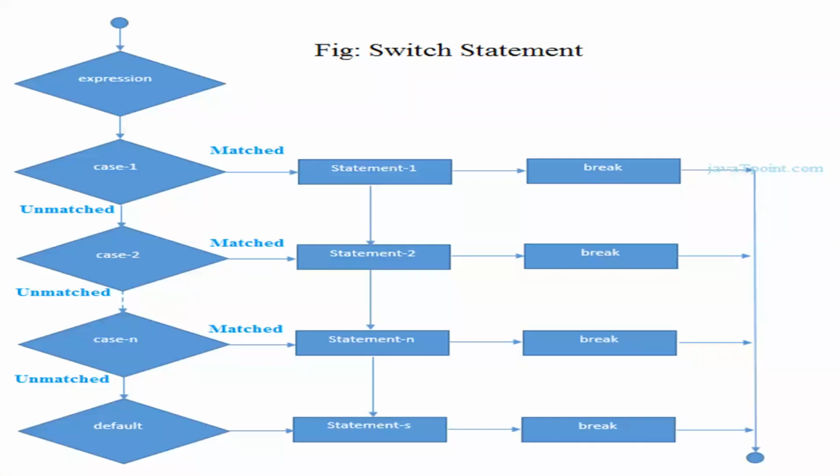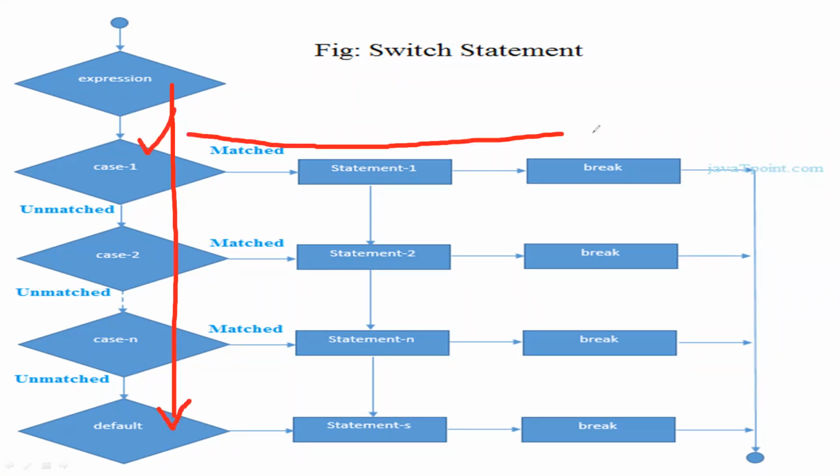Before going to see an example, let us see the flow chart. In the flow chart, we have an expression. This expression is going to be matched with all these cases. If it matches with case number 1, then we will execute the statements and go out of the loop. In case this case 1 is not matched, then we will verify case 2. And if case 2 is matched, we will execute the statement and go out of the loop. I don't want to write and confuse you.